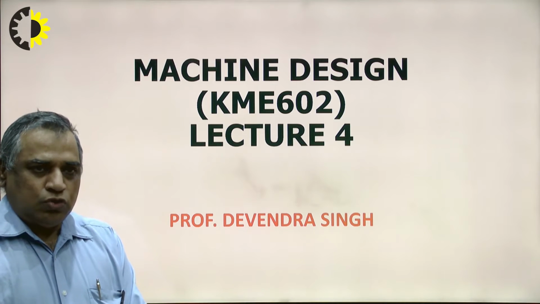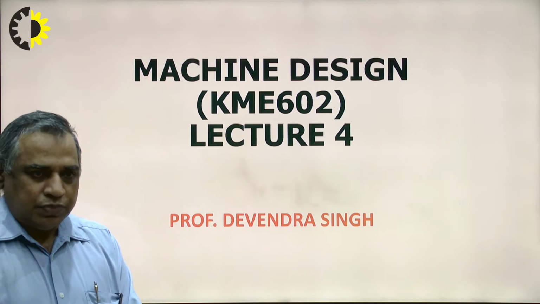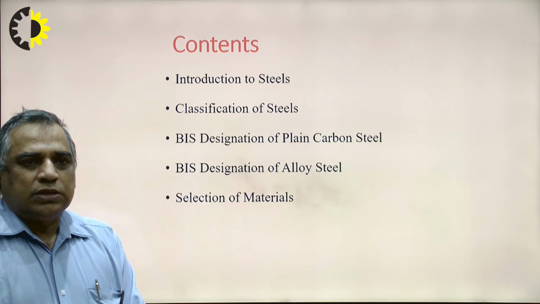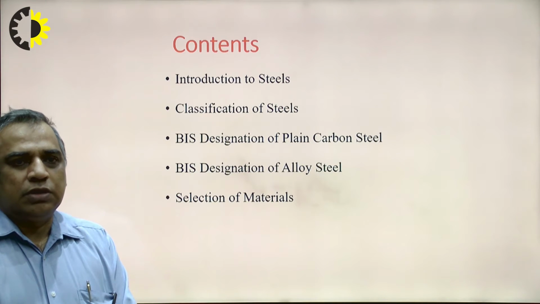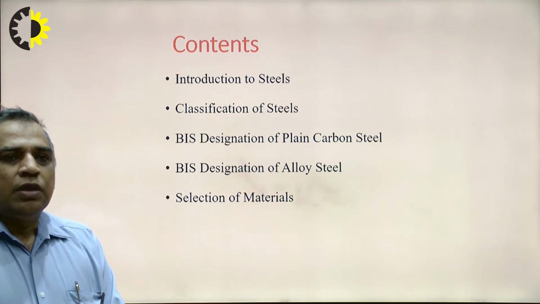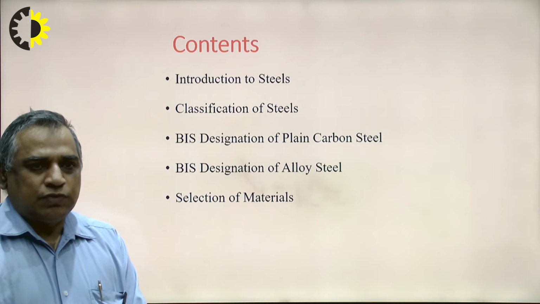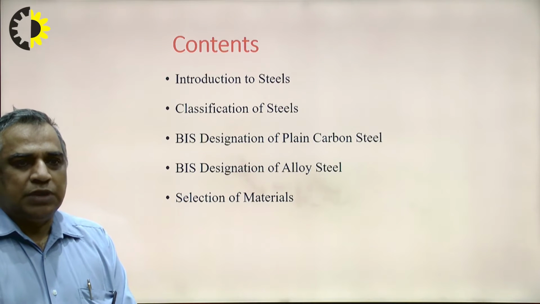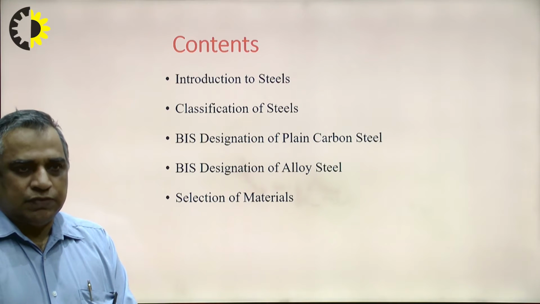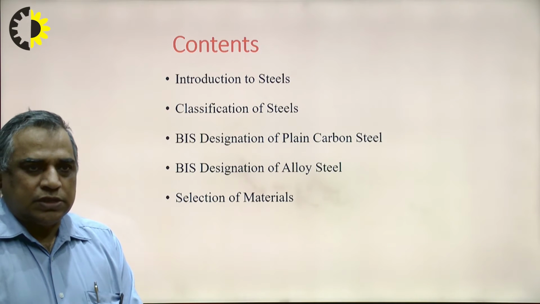Today we are going to discuss the BIS designations of steel in this lecture. The contents of this lecture are: introduction to steel, that is, steel is an alloy of carbon and iron primarily; classification of steel on the basis of the percentage of carbon and other classifications; BIS designation of plain carbon steel, where BIS stands for Bureau of Indian Standards; then BIS designation of alloy steel; and selection of materials. These are the 5 topics we will discuss in this lecture.